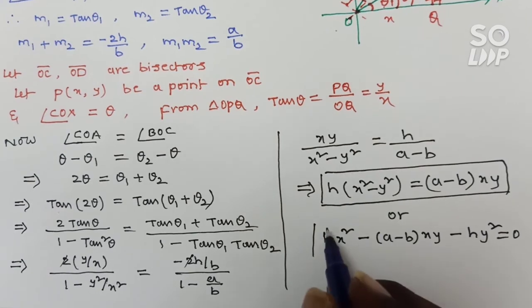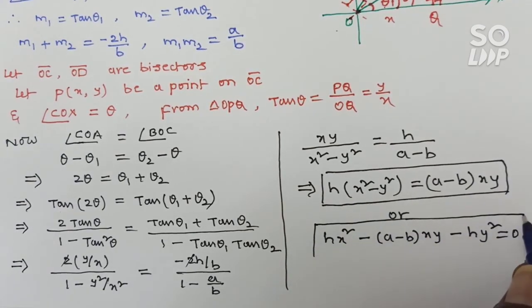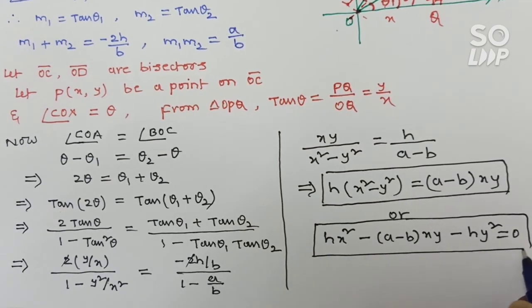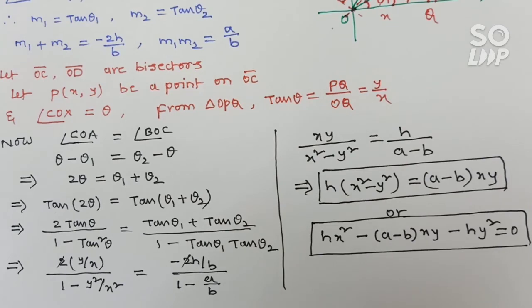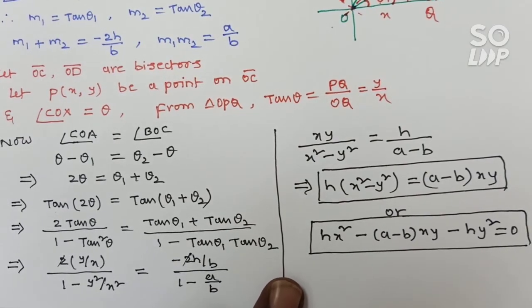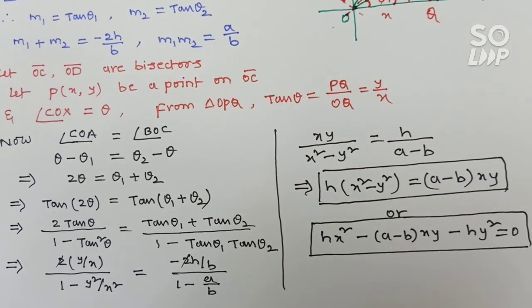This concept we already discussed in straight lines. The bisectors will always be perpendicular to each other. So this is a very important result. Please all of you remember this one. Right, next we see another question.